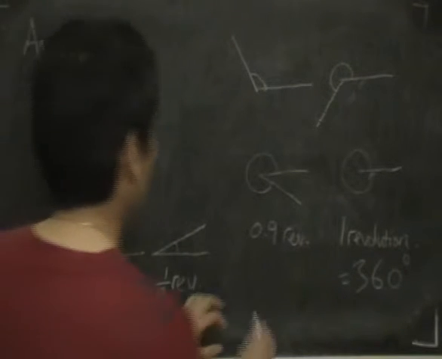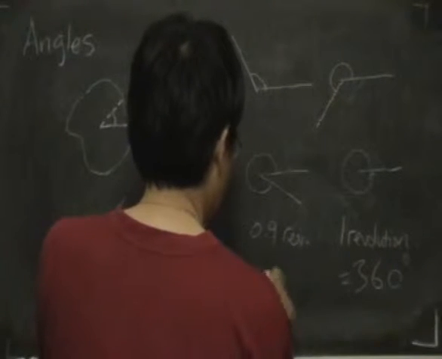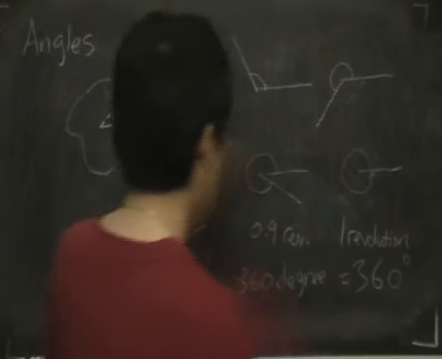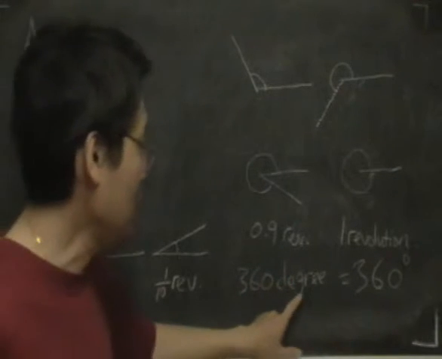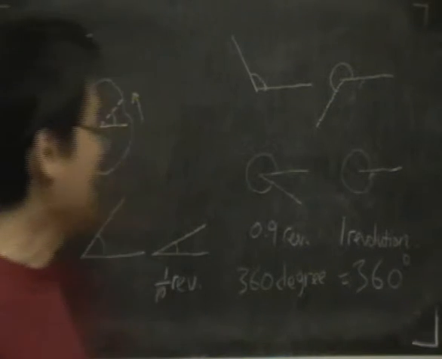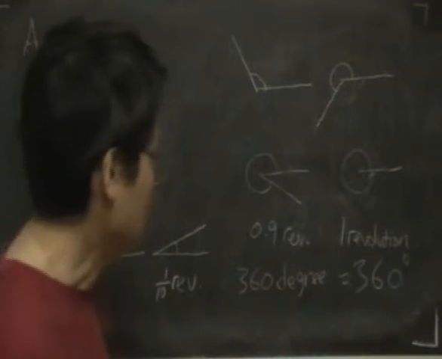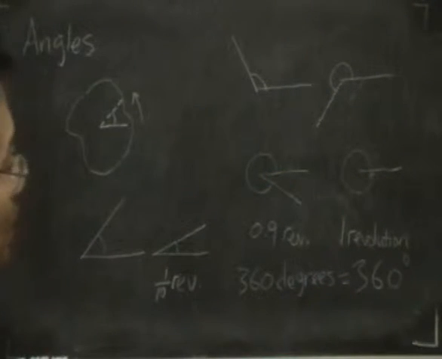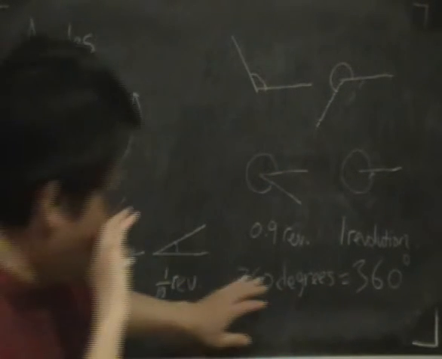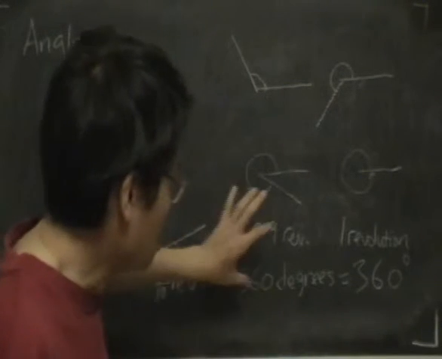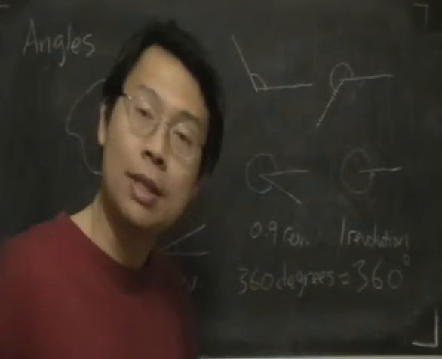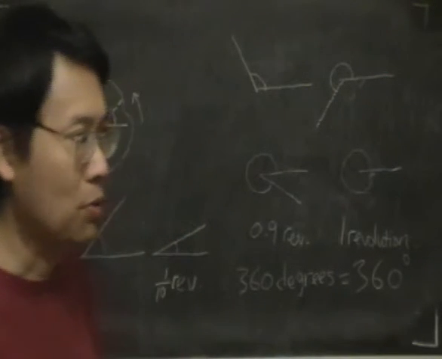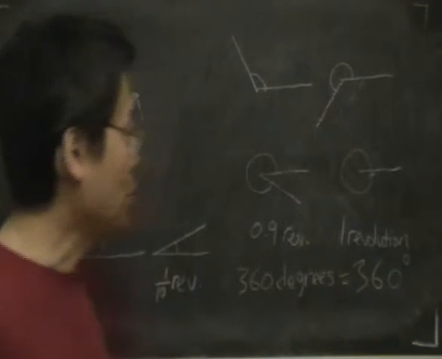And in English, it is degree, D-E-G-R-E-E. So 360 degrees, plural, if you like, you add an S. Okay, so 360 degrees is one revolution. Now what does that mean? 360 degrees is one revolution. So what is one revolution?